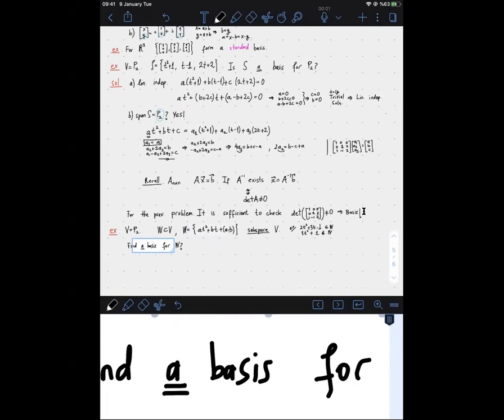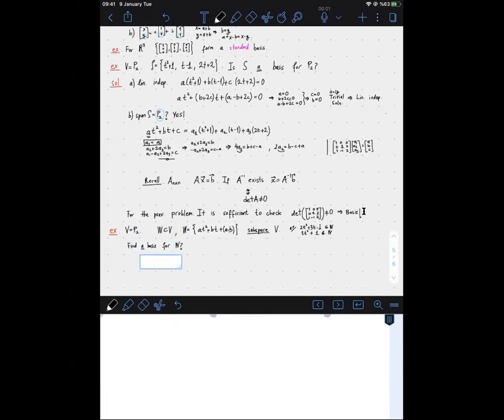So how can we do this? It's not very difficult. We can choose basis vectors. So let's look at the solution.